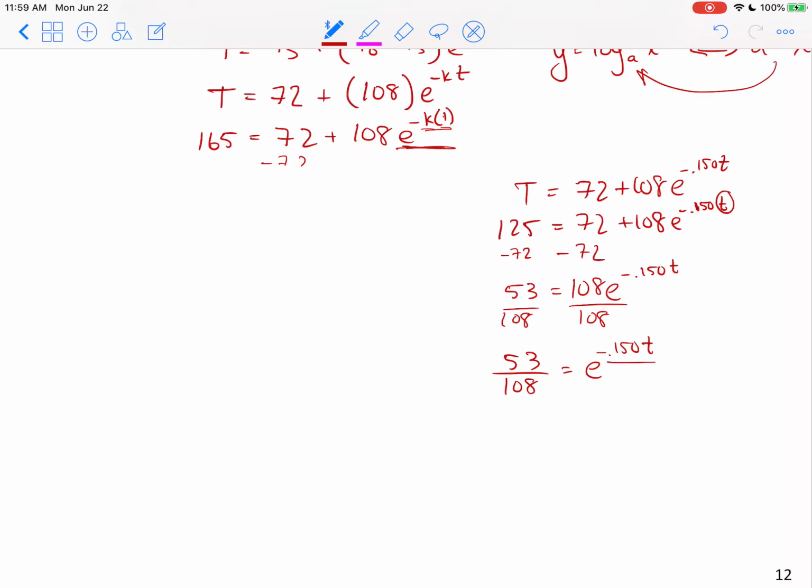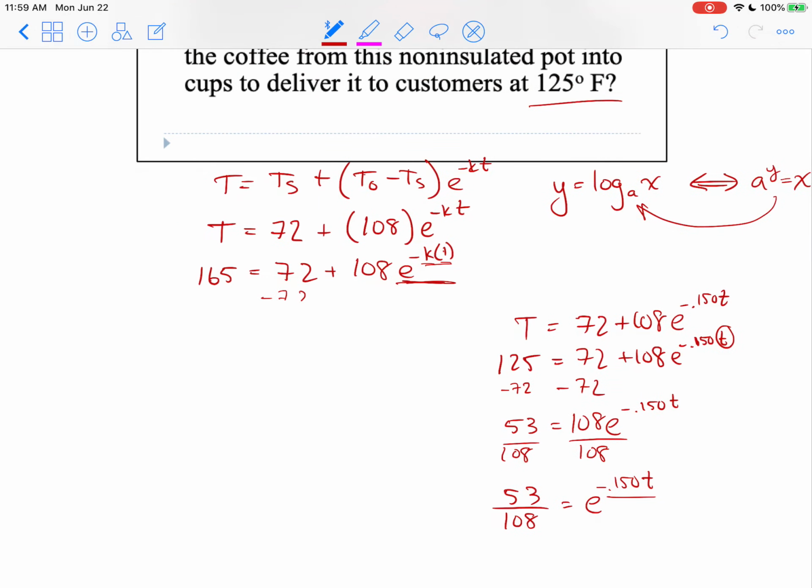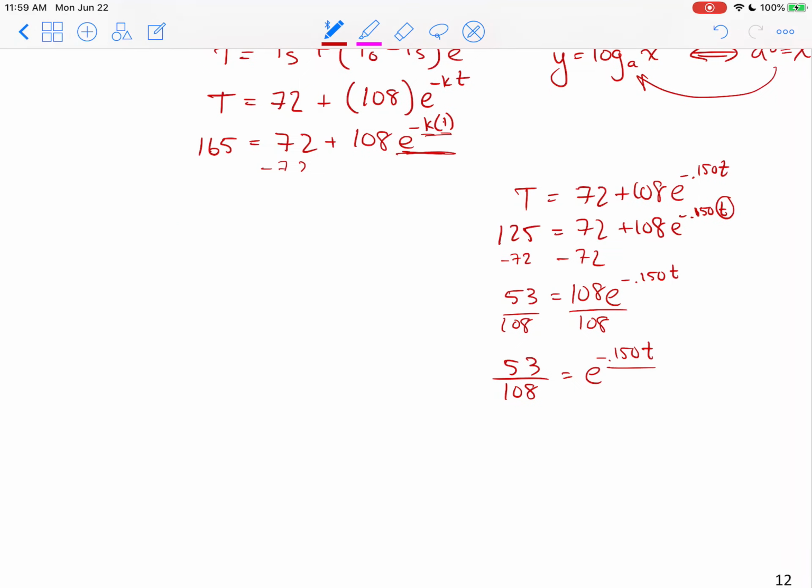I've gotten e to the something reduced as far as I can. So I'm going to ln both sides, or I'm going to use my definition of a logarithm to rewrite this. In either case, I end up with negative 0.150t equals ln, which is log base e, of 53 over 108. And so now I almost have t by itself. Remember that ln of 53 over 108 is just a number. It's the number that I would raise e to get 53 over 108.